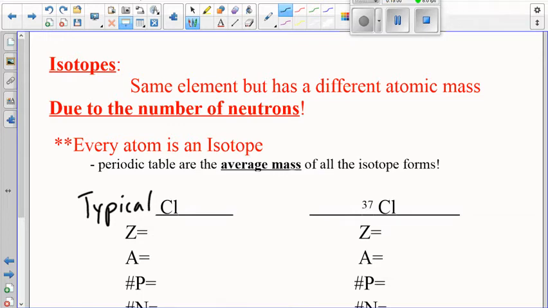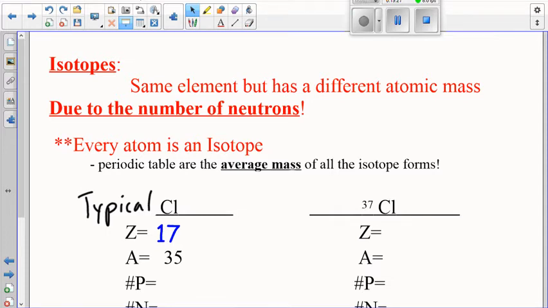So a typical chlorine, what will its mass be? A typical chlorine. 35. Just 35, okay? So a typical chlorine has a mass of 35. Its atomic number, Z, will always be 17. It is a chlorine after all. So that's never going to change.